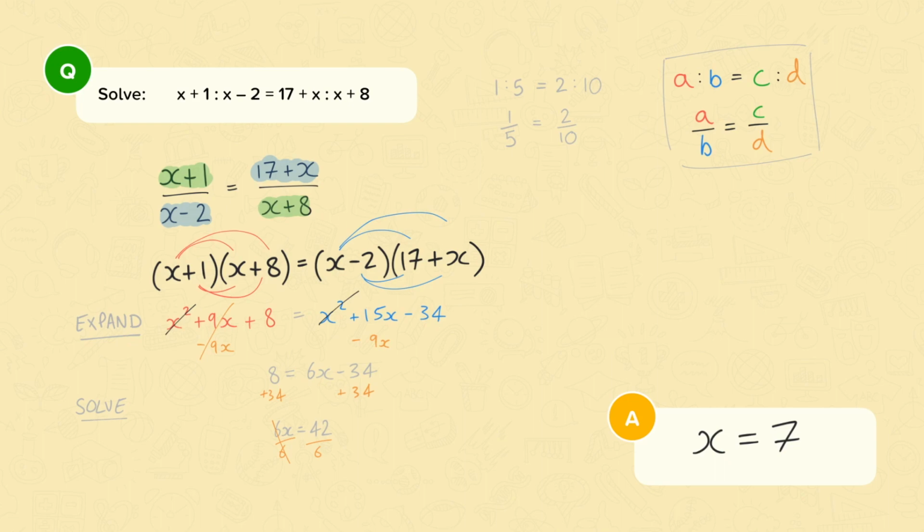The key here, whenever you see two equivalent ratios, remember that you can write them as fractions that are equal to each other. It makes these problems much easier to solve.